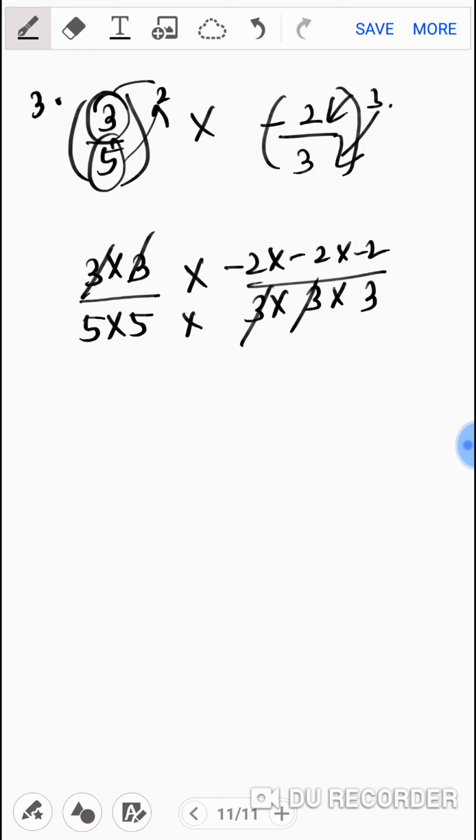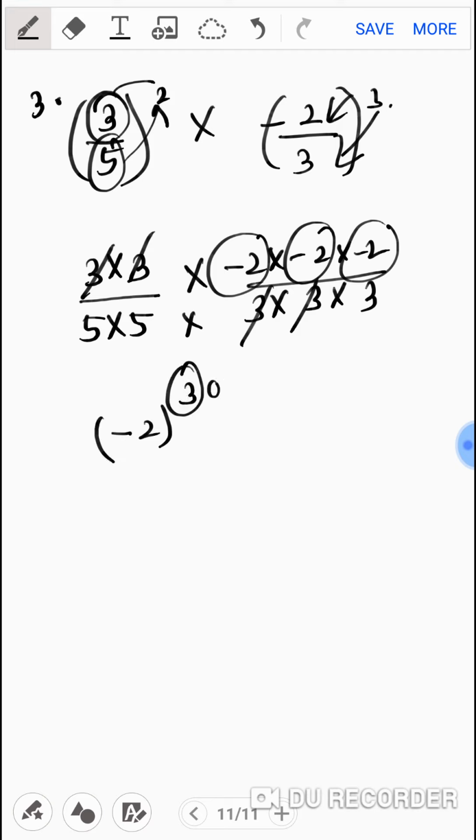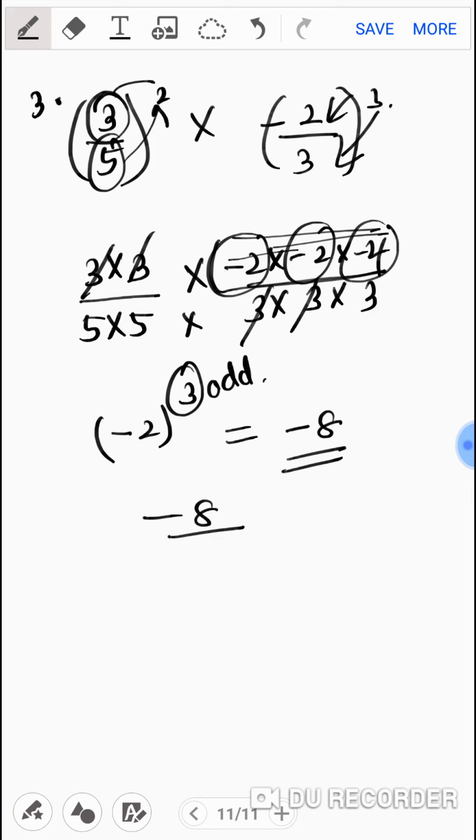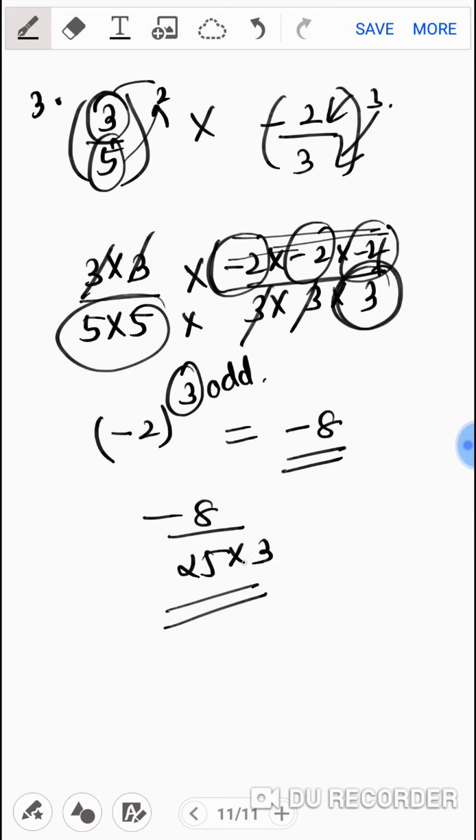And above is this minus 2 into minus 2 into minus 2. That means minus 2 whole cube. And this is an odd number. So that means you will have minus 8 as an answer of this multiplication. So minus 8 upon 5 5s are 25. 25 and 3 is also there. So your final answer is minus 8 upon 1. Sorry, final answer is minus 8 upon 25 into 3 is 75. That's your final answer.